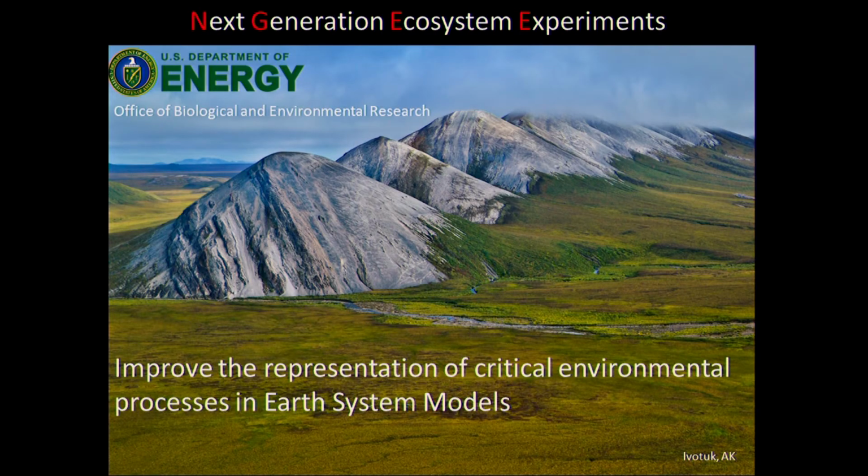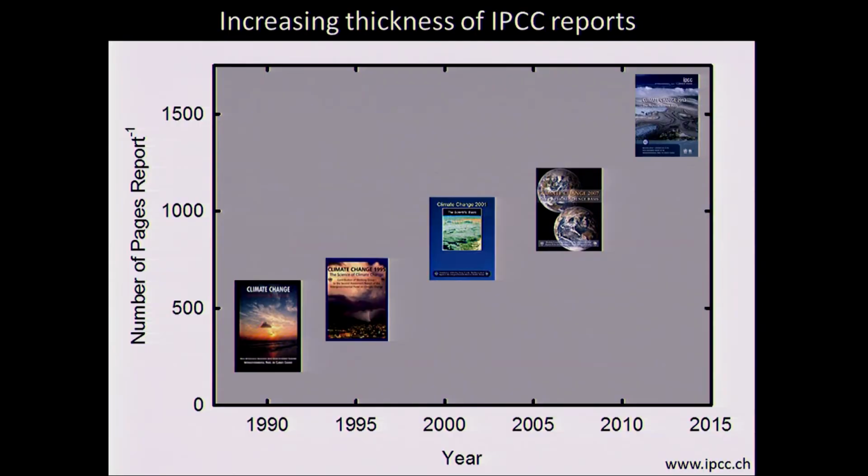So the NGEE experiments, the idea behind this is to improve the representation of critical processes in Earth system models. And the motivation for this is basically that the models aren't doing a very good job. Since we had this first IPCC report in 1990, we've been learning more and more about the causes and attribution of global change. But yet our ability to model the future is still not that great. We know it's going to be bad, but we don't know how bad it's going to be.